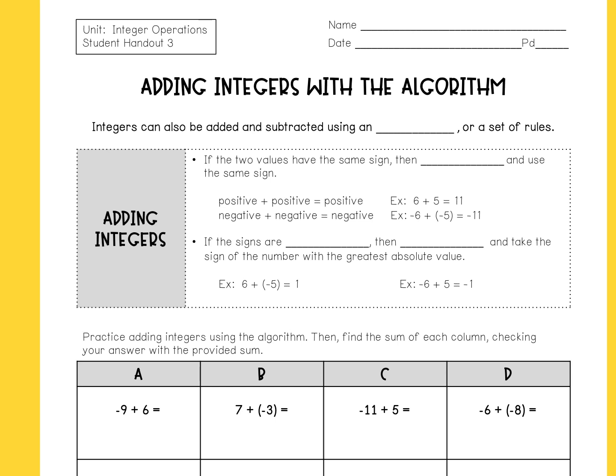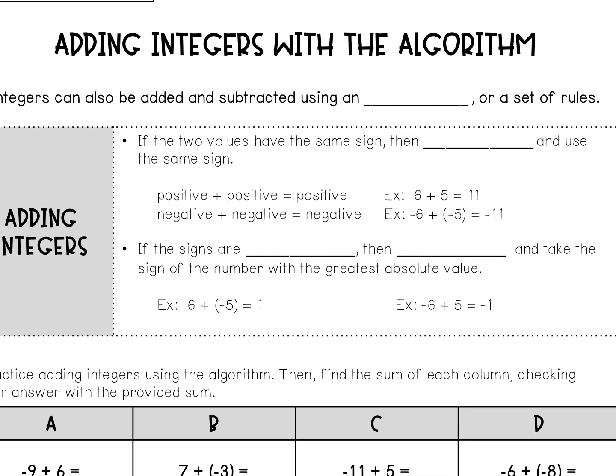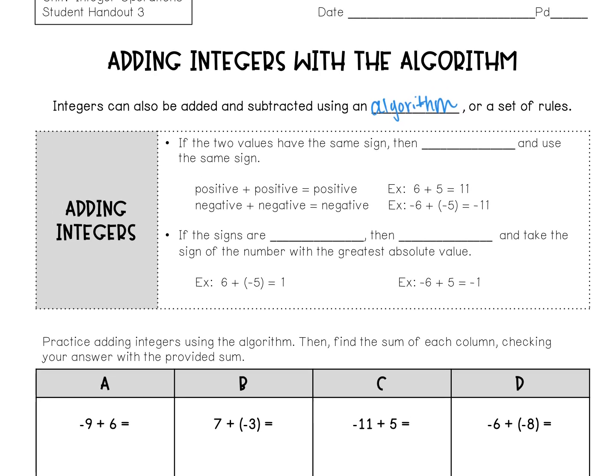We learned how to add and subtract integers using models such as counters and number lines. And today we are going to be adding integers with the algorithm. Integers can also be added and subtracted using an algorithm, which is also just a set of rules.